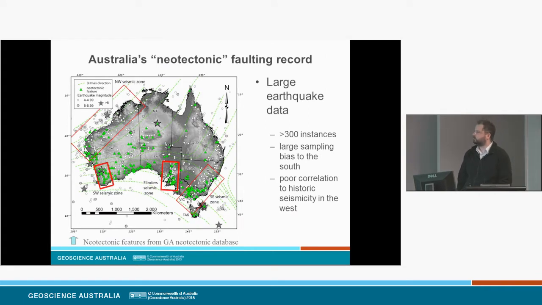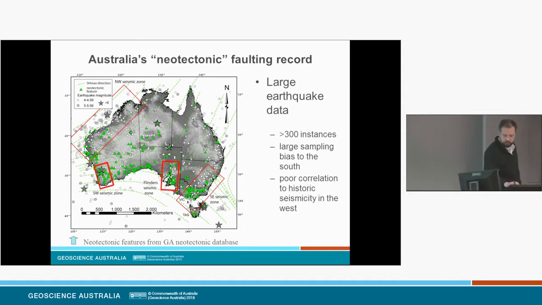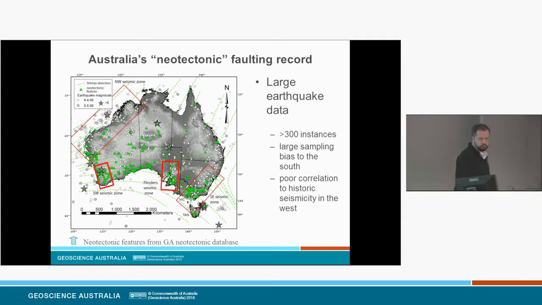This is the neotectonic faulting record compared to earthquakes. Earthquakes are in grayscale. The neotectonic fault features, which vary in confidence from very likely to possible, are indicated by the green dots. And if you look, say, in the southwest seismic zone, we've got plenty of green dots under the earthquakes, but they keep going and going and going right across the craton. There's no particular concentration where there's a particular concentration of earthquakes. Compared to Flinders seismic zone, where there's a good concentration of features and earthquakes, and the same in southeast Australia, where there's a reasonable concentration.